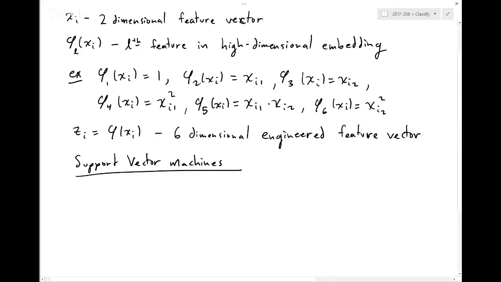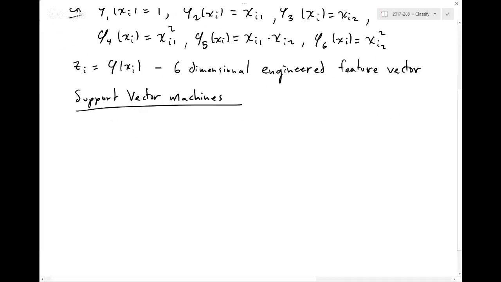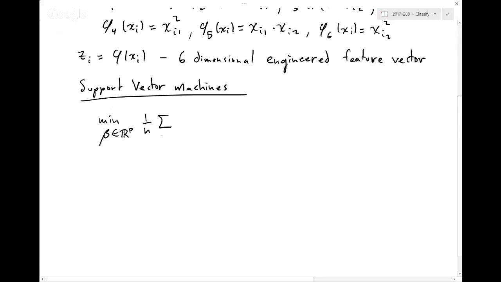SVMs were based on this hinge loss, right? If you remember from last time, the SVM procedure was you minimize over beta, a p-dimensional vector, of 1 over n, the sum from i equals 1 to n, of 1 minus y_i times the sum over j equals 1 to p of z_ij times beta_j, positive part, plus lambda times the sum over j equals 1 to p of beta_j squared.